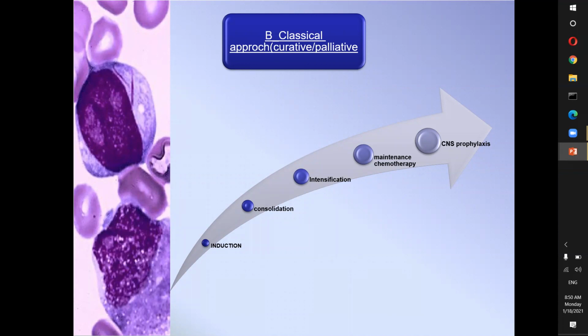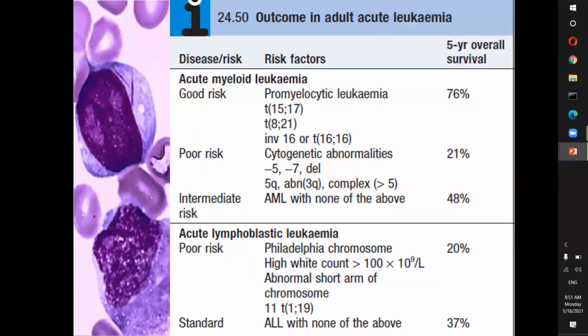Deeper than this, what is the outcome of a patient with acute leukemia? In acute leukemia, we have good risk, poor risk, and intermediate risk. The good risk leukemia is promyelocytic leukemia. As we mentioned, it is M3, AML M3.